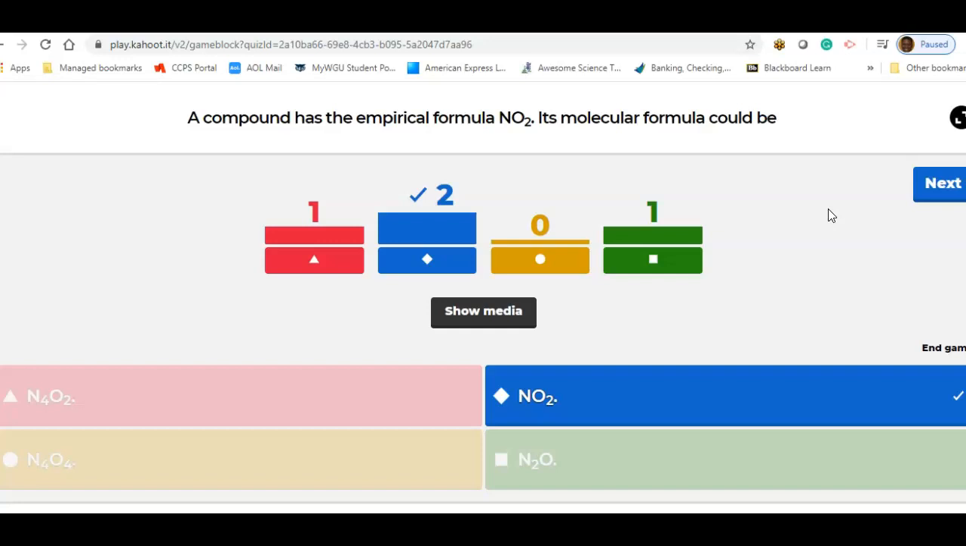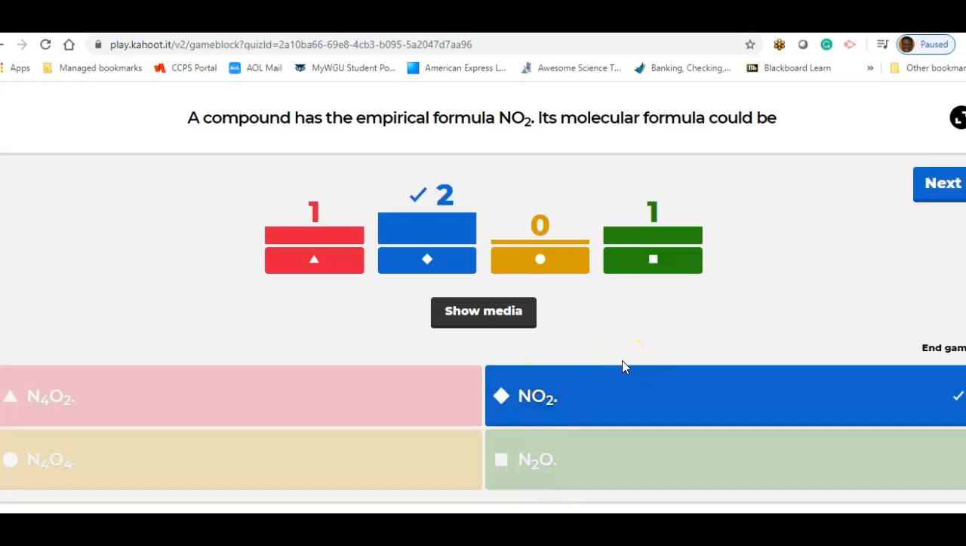A compound has a molecular formula NO2. Its empirical formula could be the same thing, because any other one is not the same as NO2. NH4O2 is not empirical. N4O4 is not empirical. And you cannot change this NO2 to N2O. So the only option that is correct is NO2.